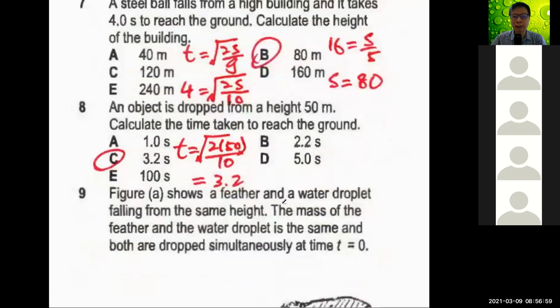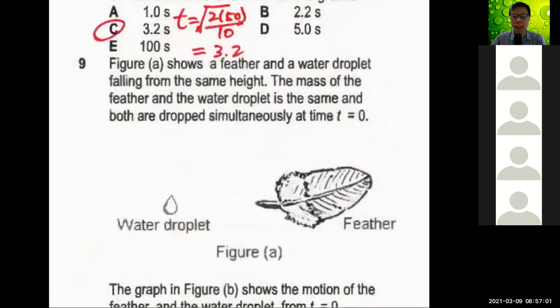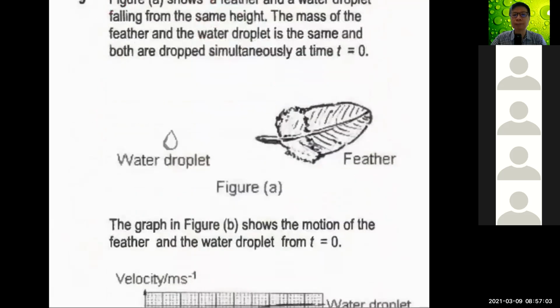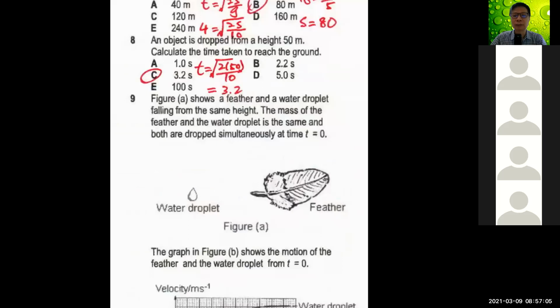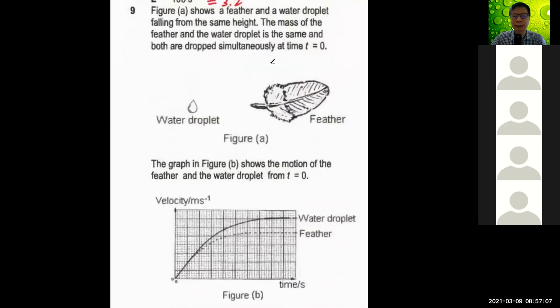Okay, number 9. Structure question. This was an SPM question actually. Okay, let's see what happened in this question. Ready or not, class?